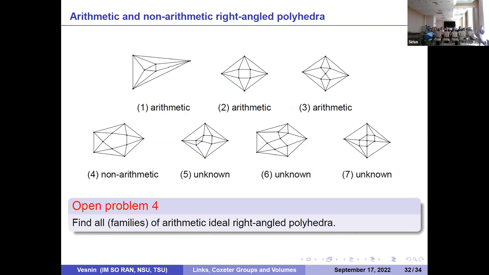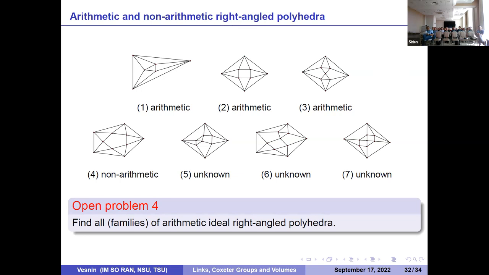Of course, these are not the unique, particular examples of arithmetic groups. Of course, you can start from this group and consider subgroups of finite index. You'll get other polyhedra, so it will give some families.